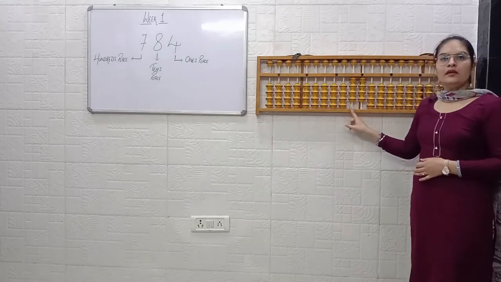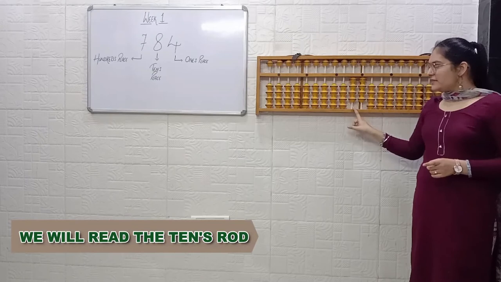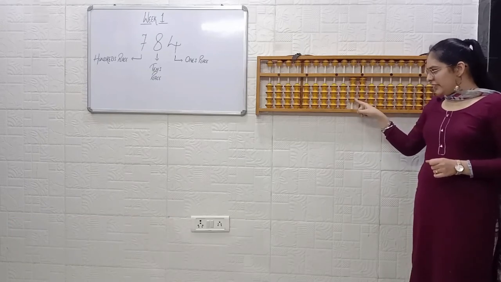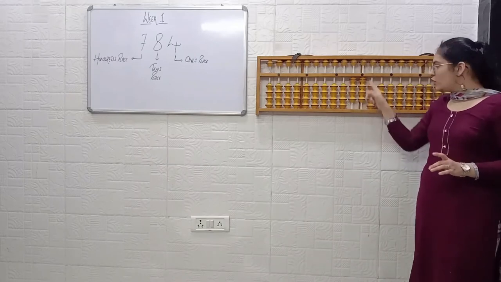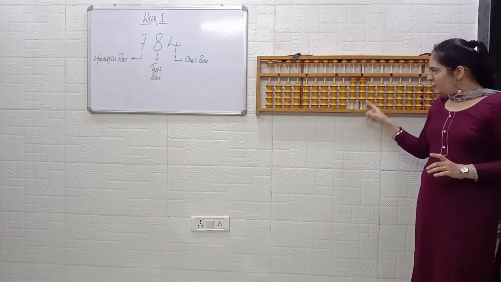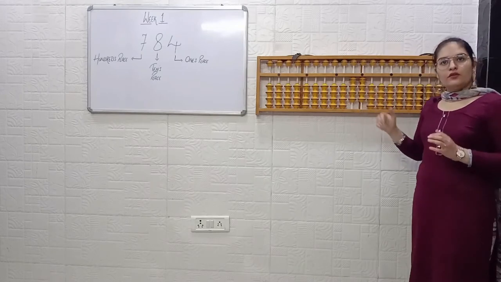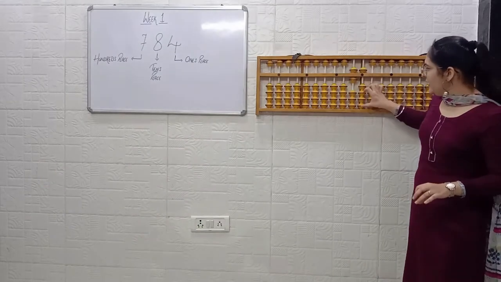Okay, next example. Now you have to tell me the answer. First we will read the tens place. Just read it. Yes. 1, 2, 3, 4. Just keep that 4 in your mind. Move to the ones place. Here also it's 4. 1, 2, 3, 4. 4, 4. 44. Clear? Okay. Next example.